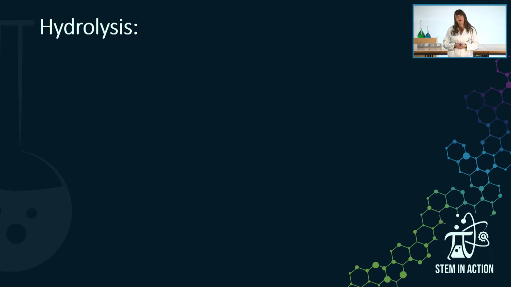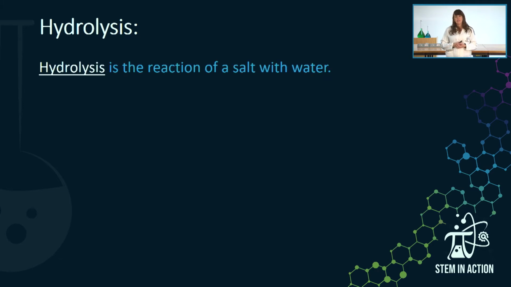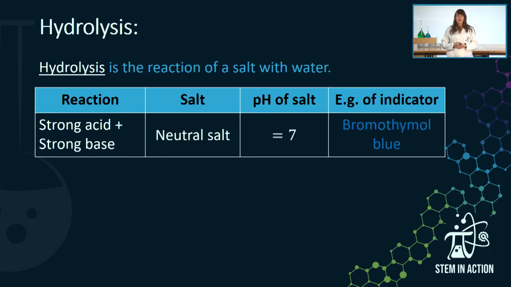These two definitions are similar, but they are not the same. Next, we need to talk about hydrolysis. Hydrolysis is the reaction of a salt with water. The first type of salt we get is a neutral salt. A neutral salt is formed when we react a strong acid and a strong base. Then the pH of the solution and of the salt that is formed is around 7.